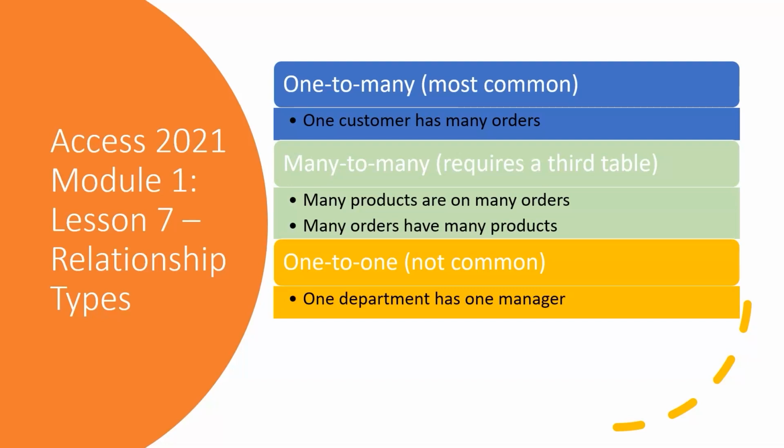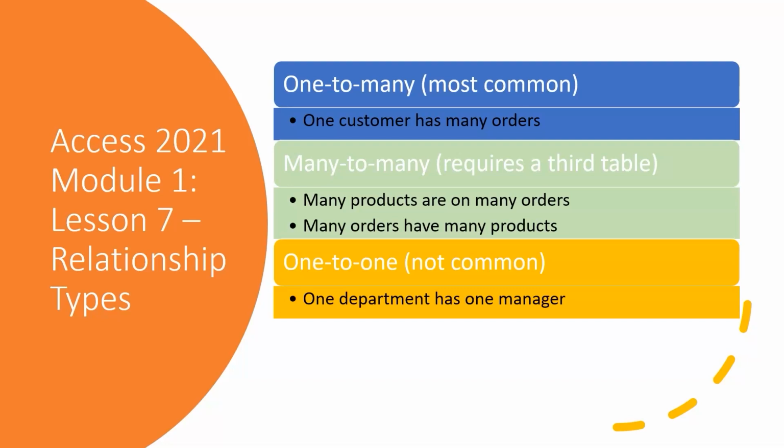It requires a third table, so it actually ends up being two different one-to-many relationships. So the third table would be known as a junction table. It would typically include the primary key fields from the other two tables, and it could have its own primary key field as well as additional fields in there. So many products are on many orders. Many orders have many products.